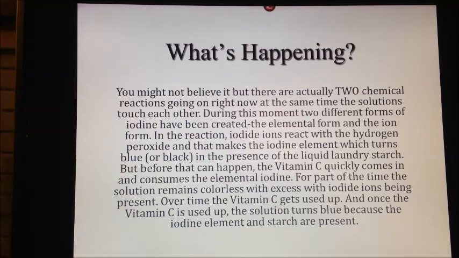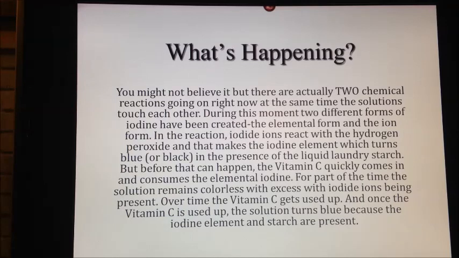During this moment, two different forms of iodine have been created, the elemental form and the ion form. In the reaction, iodide ions react with the hydrogen peroxide, and that makes the iodine element, which turns blue or black in the presence of the liquid laundry starch. But before that can happen, the vitamin C quickly comes in and consumes the elemental iodine.